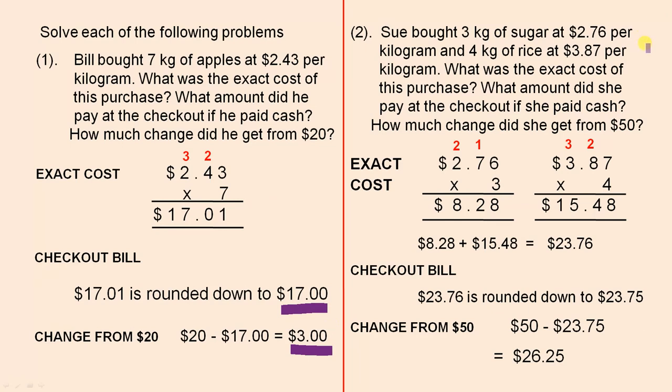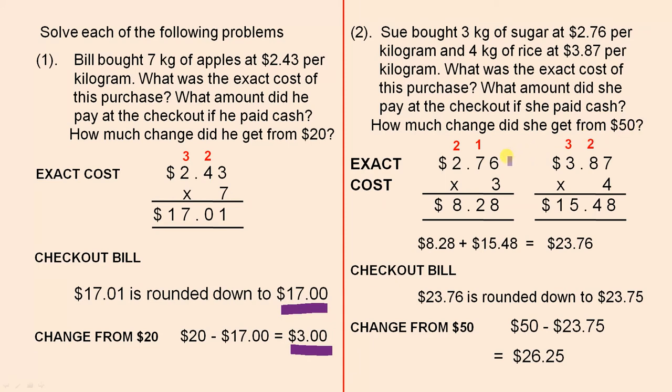Let's look at this next one, slightly more involved. Sue bought 3 kilograms of sugar at $2.76 per kilogram and 4 kilograms of rice at $3.87 per kilogram. What was the exact cost of this purchase? What amount did she pay at the checkout if she paid cash? And how much change did she get from $50?